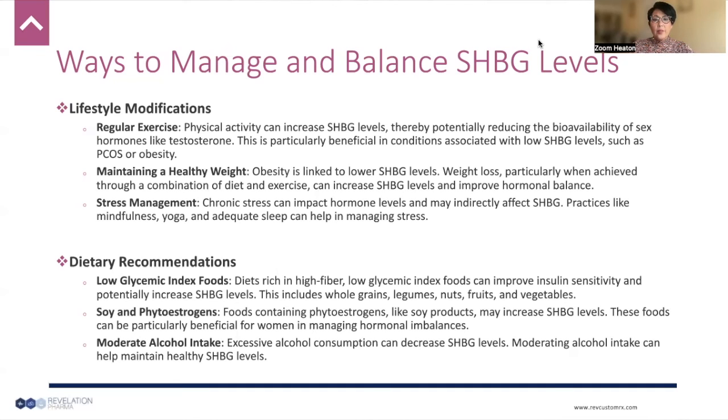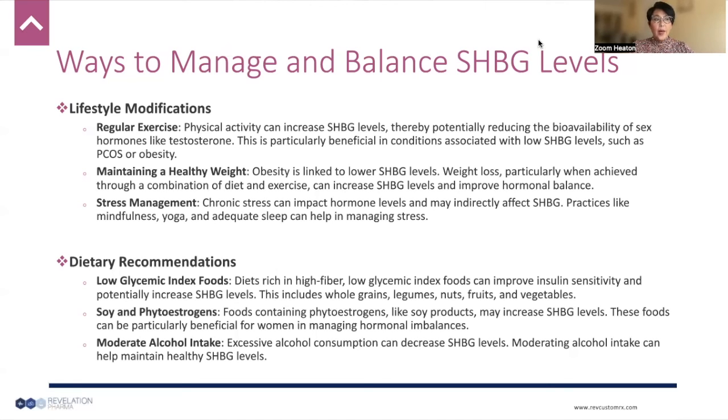Stress management: chronic stress can impact hormone levels and indirectly affect SHBG. So meditation, Tai Chi, yoga, and adequate sleep can all help in managing stress. Dietary recommendations: low glycemic index foods, which basically are diets that are rich in high fiber. Foods that do not break down quickly in the bloodstream can improve insulin sensitivity and potentially increase SHBG levels. And this, of course, includes whole grains, legumes, nuts, fruits, and vegetables.